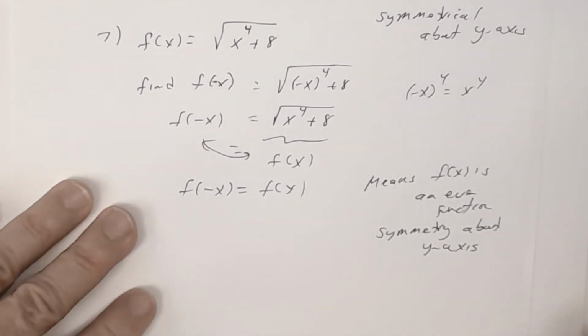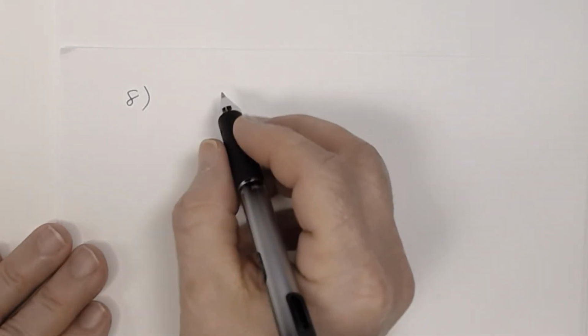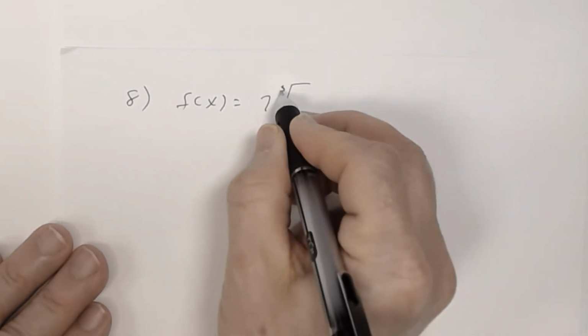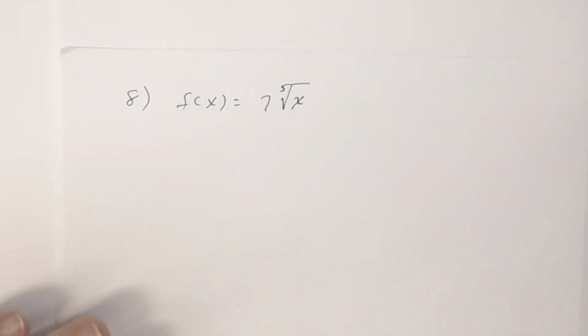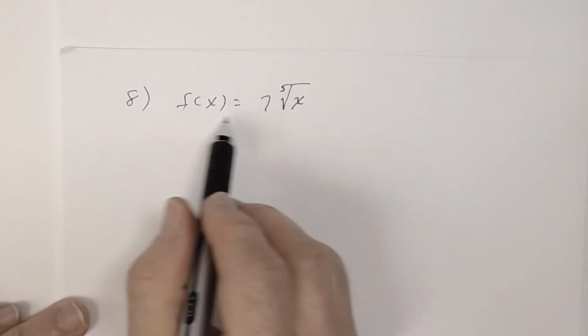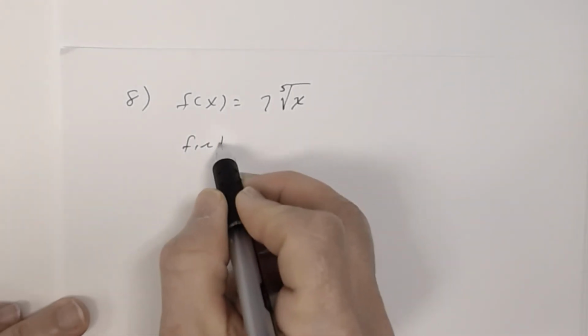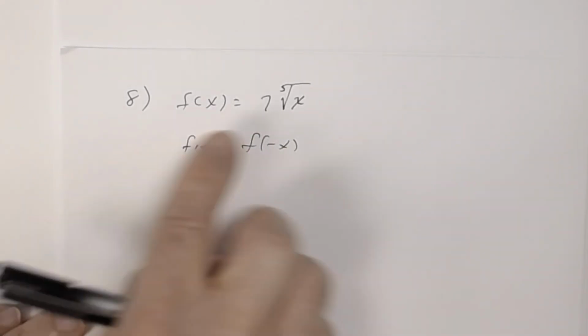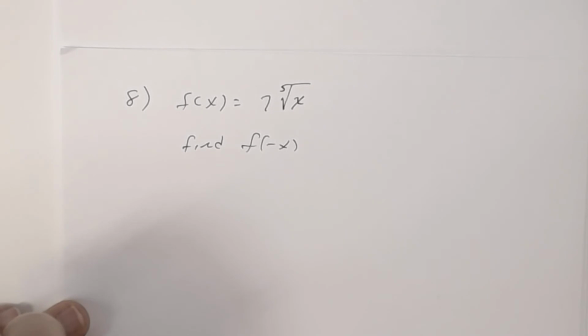Okay? All right, what about number 8? Number 8, let's suppose we had f of x is, let's say, 7 times the fifth root of x. 7 times the fifth root of x. Well, if I want to determine if this function is even, odd, or neither, then I need to find out what f of negative x is, and then compare that with f of x. So if this and this are the same, it's even. If this and this are opposite of each other, then it's odd. If there's no comparison, then we say neither, right?